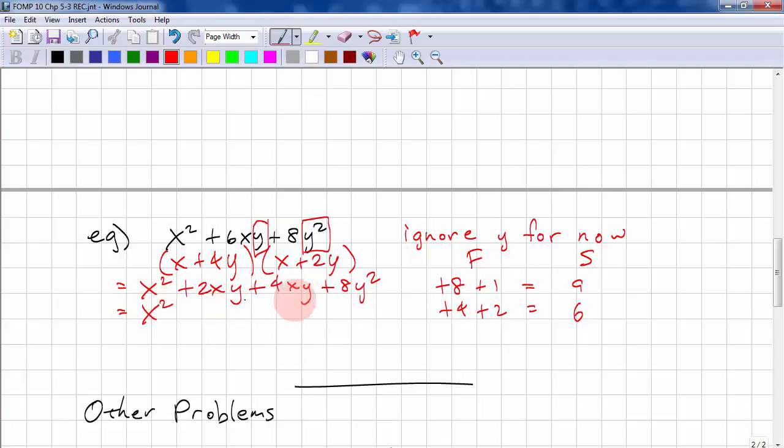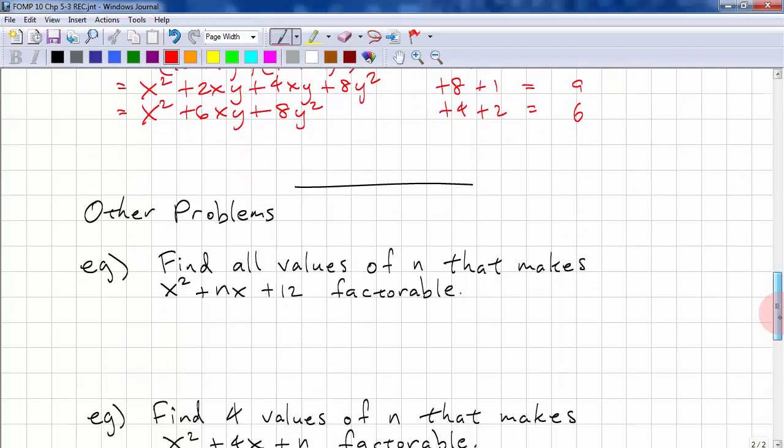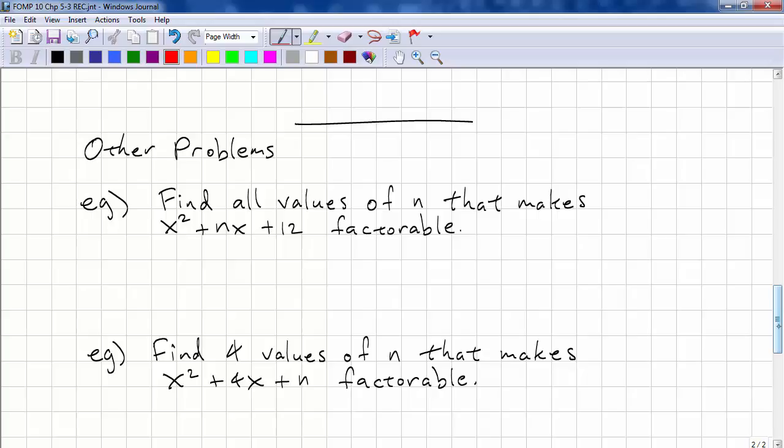And we combine like terms, and we get back what we started with. So this method is good for factoring this harder polynomial. We have other problems to work on.